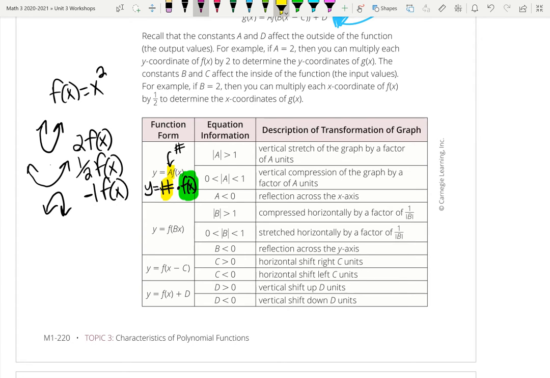What happens when the number is greater than 1? 2x. It's a vertical stretch. A stretch is a word for it gets bigger.